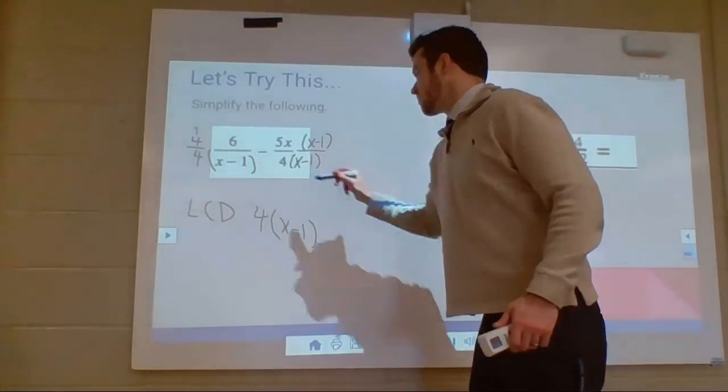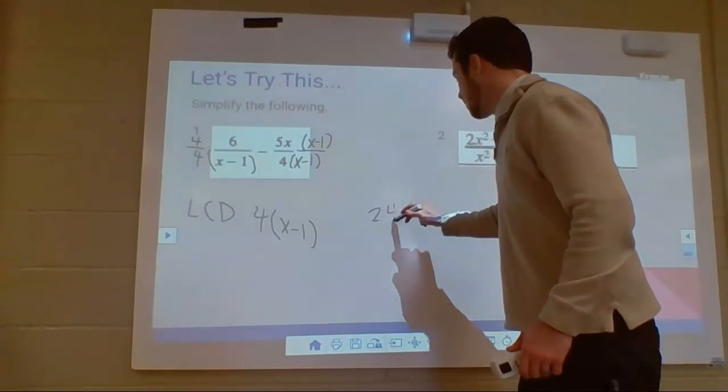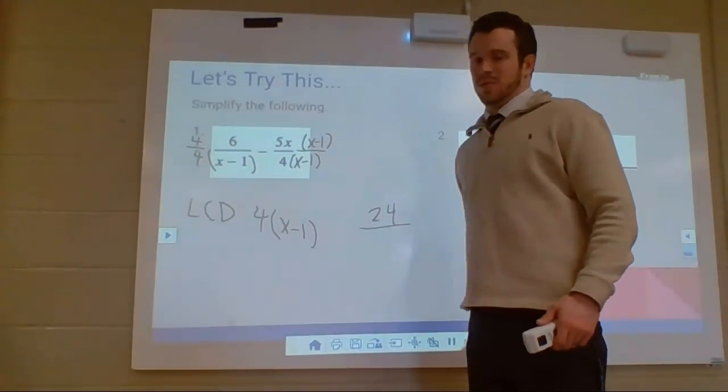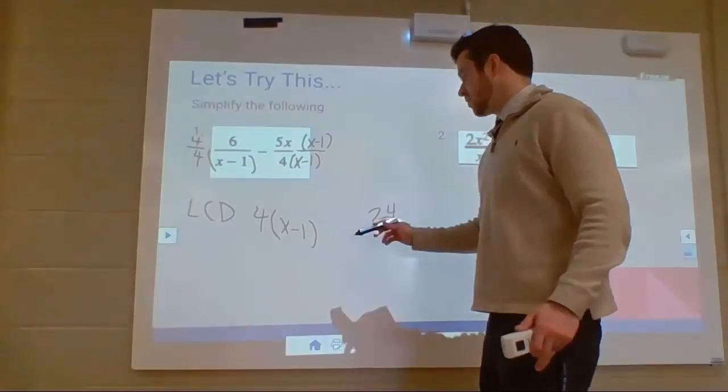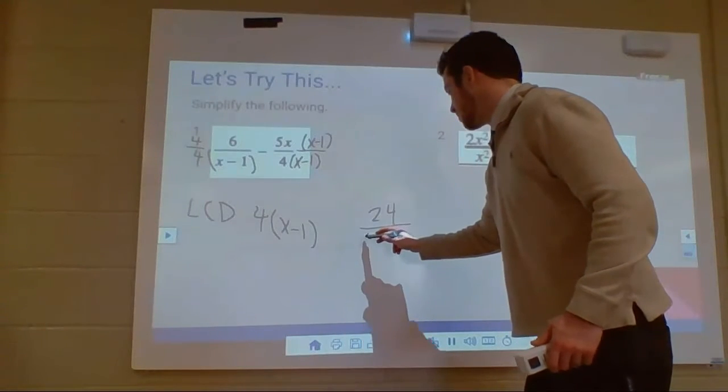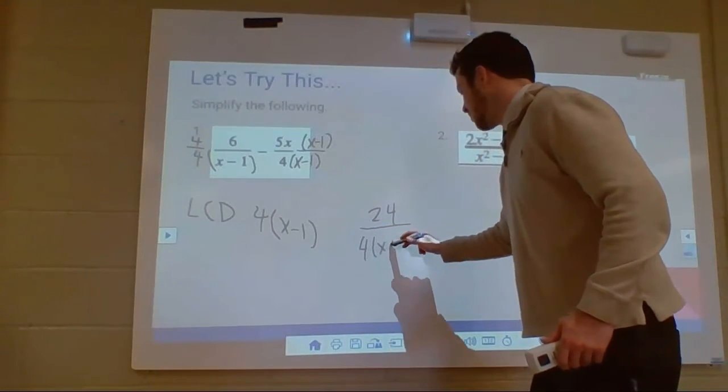So I'm going to say 4 times 6, that is 24. And I'm actually not going to distribute the denominator. We don't have to do that. That's an unnecessary step. We can just leave it as that LCD. We can just leave it as 4 times x minus 1.